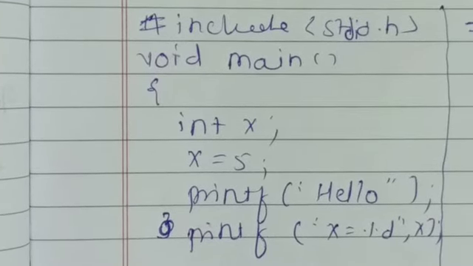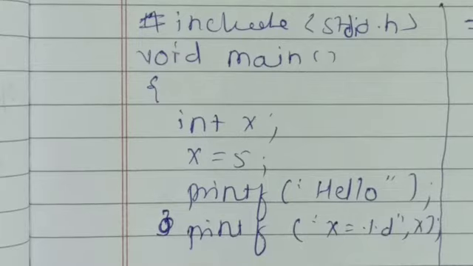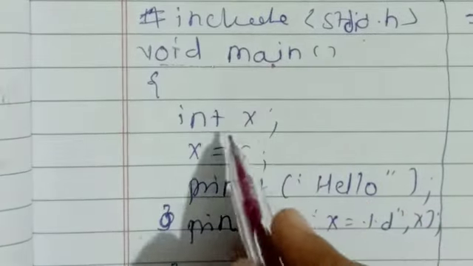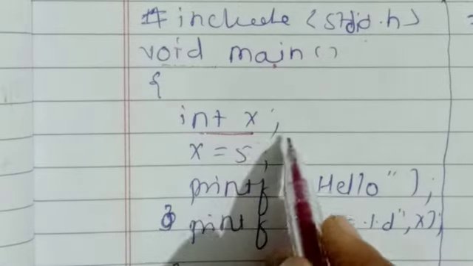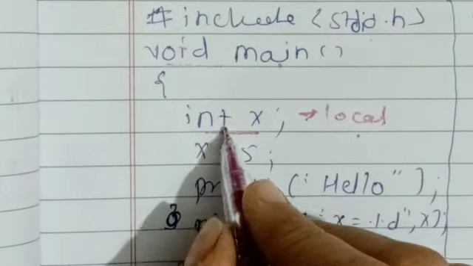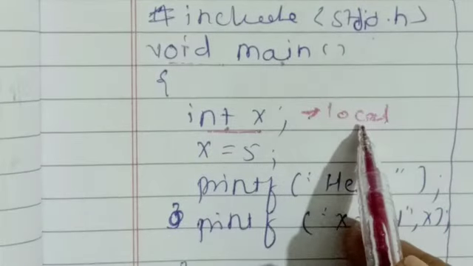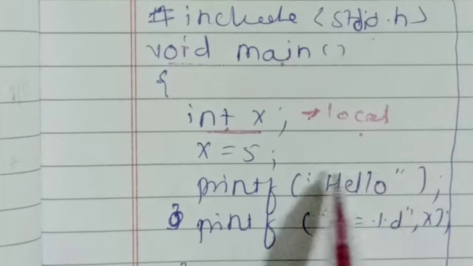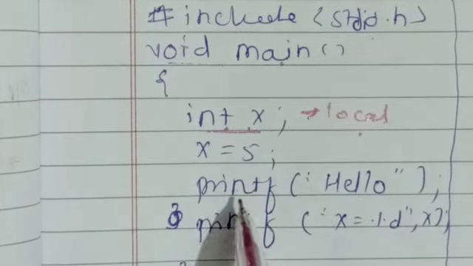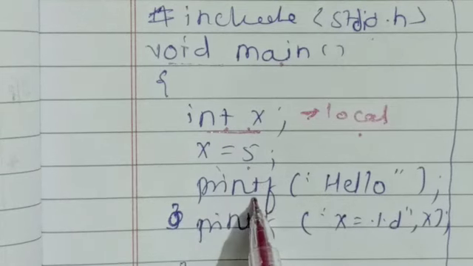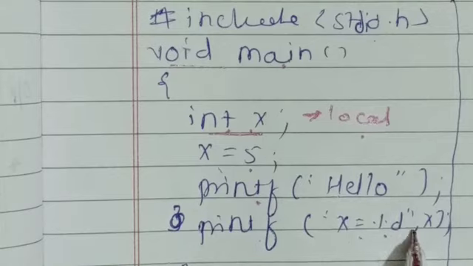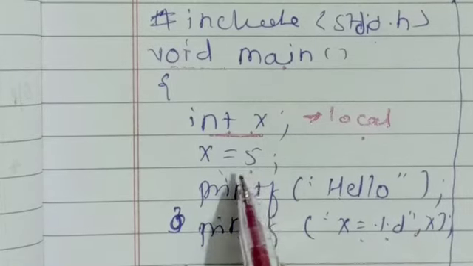First line will include the library stdio.h. Then next we'll write main over here, and we are declaring here variable int x, which is called a local variable. This variable is local to the function main. So if you write any other functions, the variable x will not be accessible over there. Now we are assigning value 5, and we are writing message hello and printing a message x equals to %d, that is the value 5.